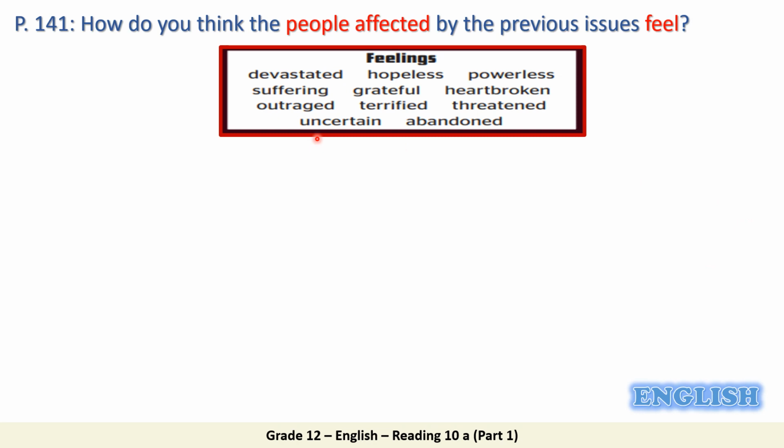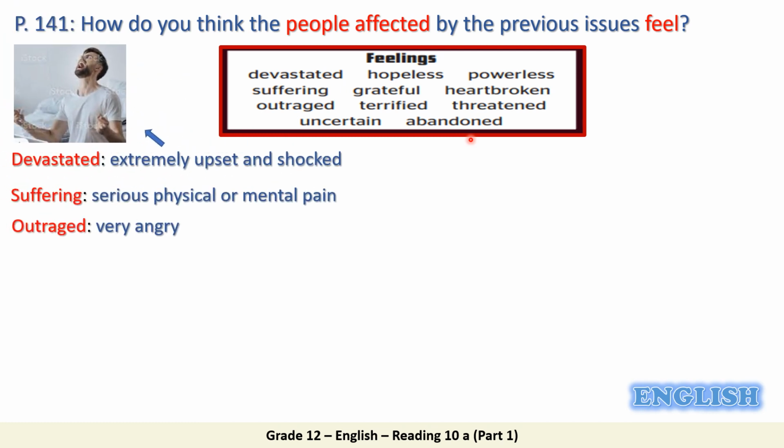Now, how do you think the people affected by the previous issues feel? In other words, how about the feeling of those people who suffer from or who experience social issues? Are they devastated? Are they suffering, outraged, uncertain, hopeless, grateful, terrified, powerless, heartbroken, threatened, or abandoned? Take your time, use your dictionary to look up the meaning of these words, and then come to this discussion.